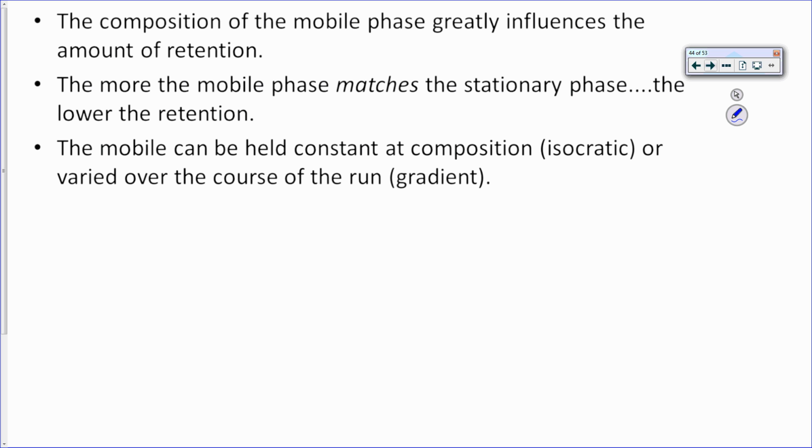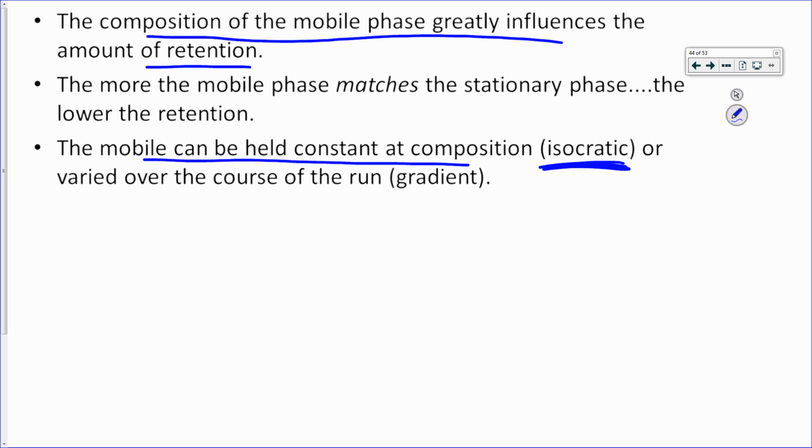We can change the composition of the mobile phase to have huge changes in retention, much more so than in GC. In the same way that you did with GC, you try to match your stationary phase to give you the retention that you want. Sometimes we can run with a single mobile phase, so we don't change the composition of the mobile phase. That's called isocratic. If we do change the composition of the mobile phase as a function of time, it's called a gradient run.